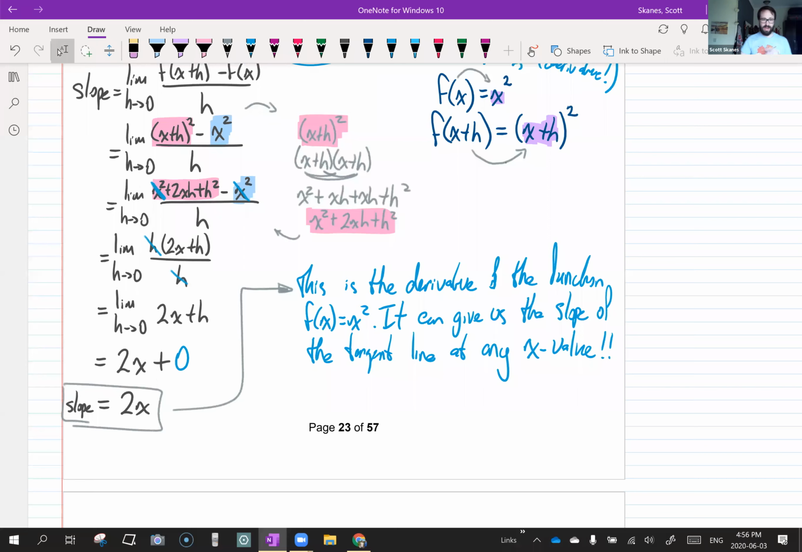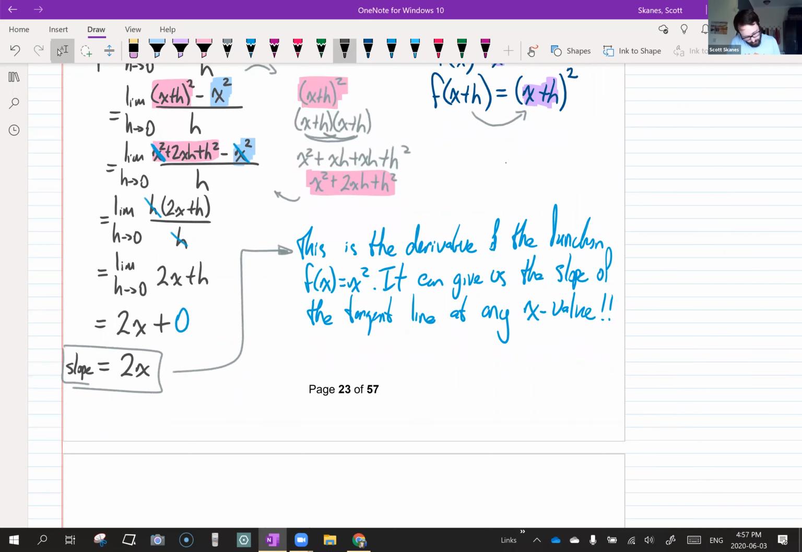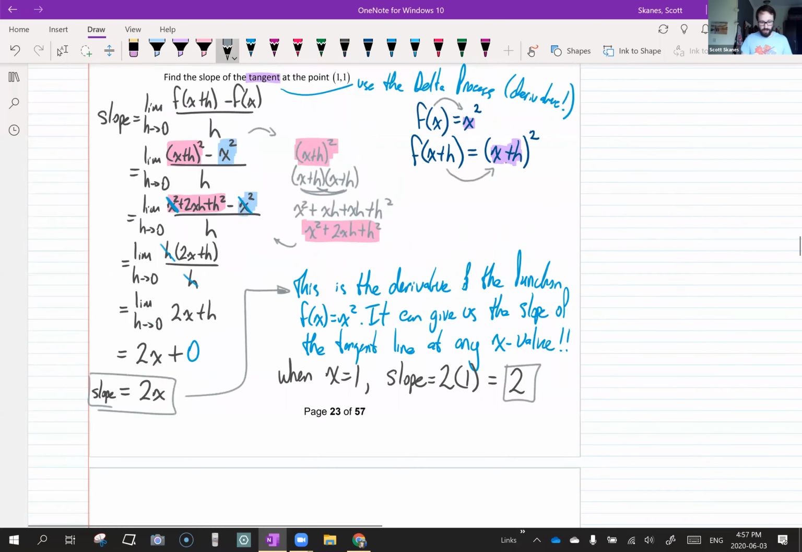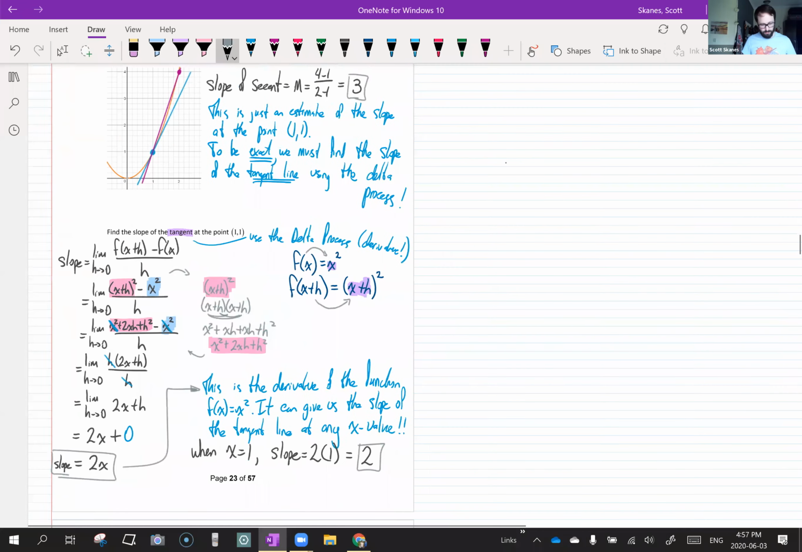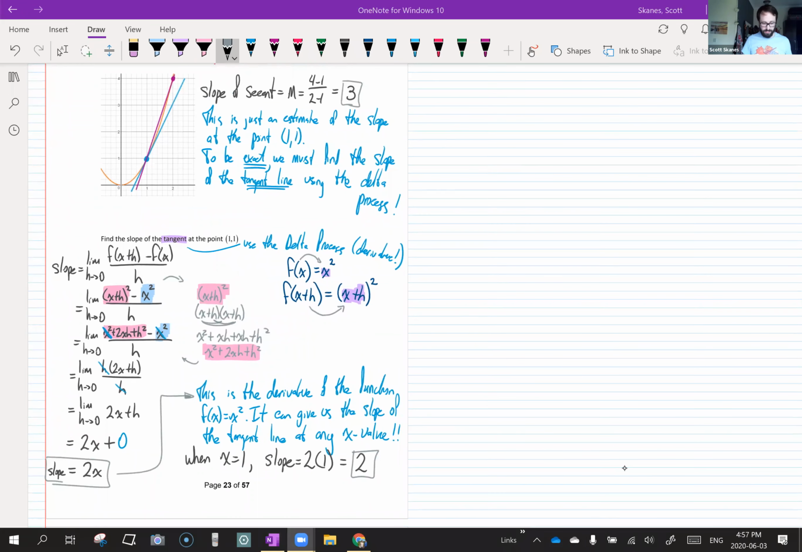So what was the question asking? Does anyone even remember what we did in the beginning? If you look earlier on this page, it says, find the slope of the tangent at the point 1, 1. So I'm going to just put in the value of x. When x equals 1, slope equals 2 times 1, which is 2. So our limit process allows us to get the exact slope.